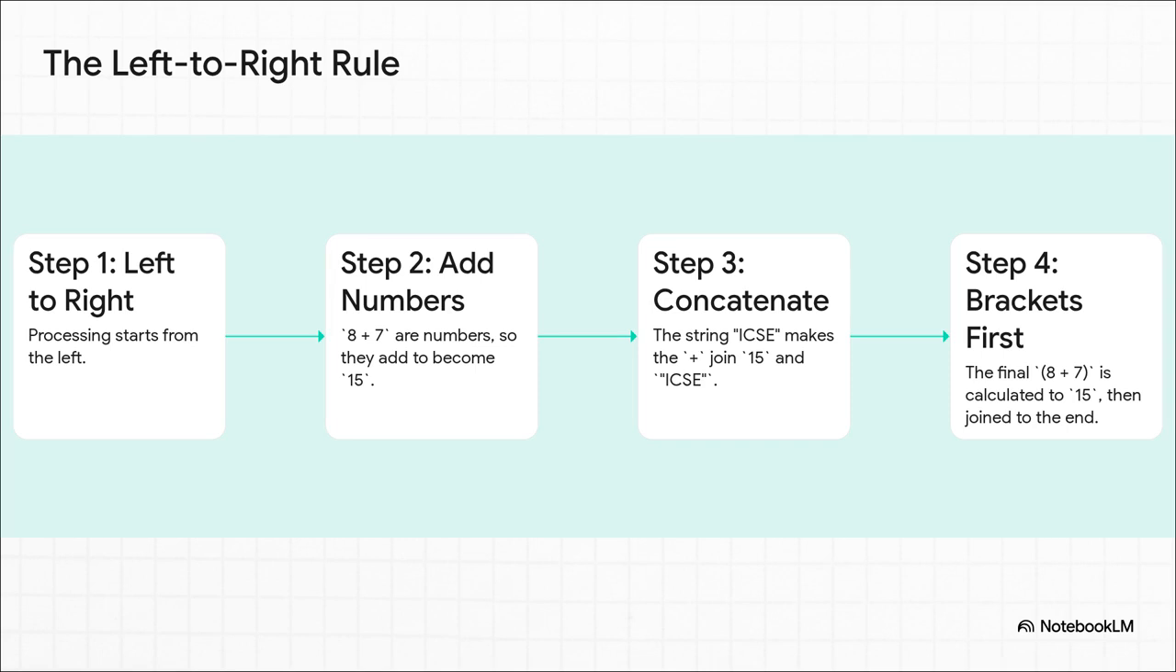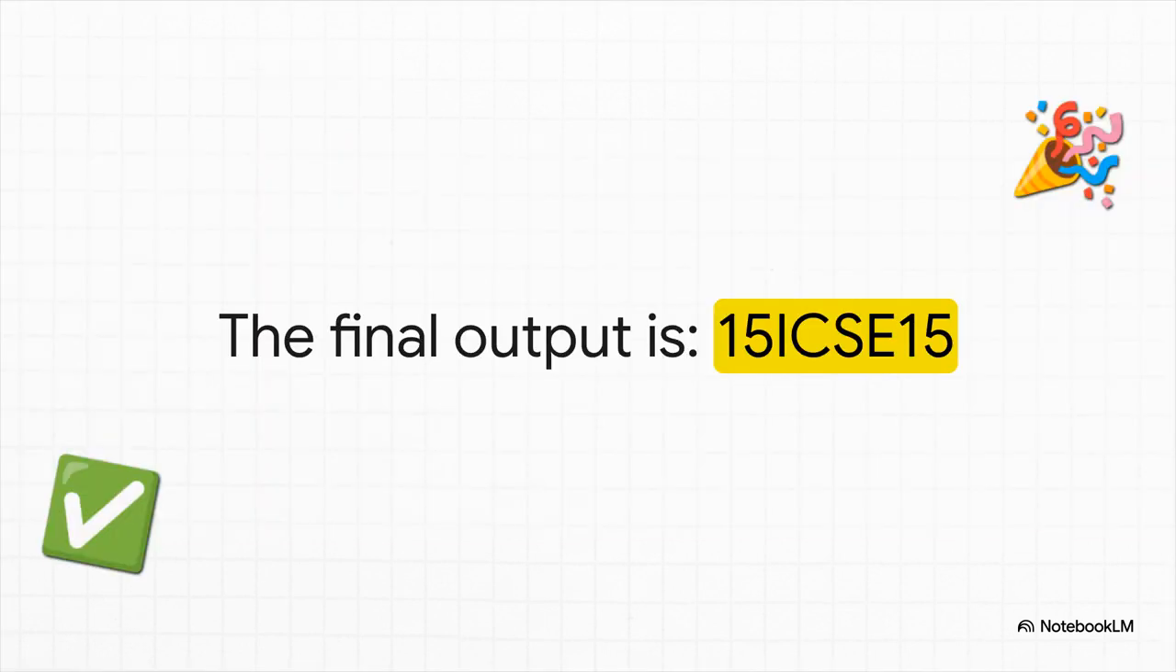It starts with 8 plus 7, which, okay, that's 15. Then it hits the string Ice. Now here's the trick. As soon as a string gets involved, that plus sign stops meaning addition. It now means concatenation, which is just a fancy word for joining things together. Everything after that gets joined, unless it's inside brackets, because brackets always get calculated first. And boom, there you have it. The number 15 gets joined with the string Ice, and then that whole thing gets joined with the result from the brackets, which is another 15. So the final output is 15 Ice 15 with no spaces at all.